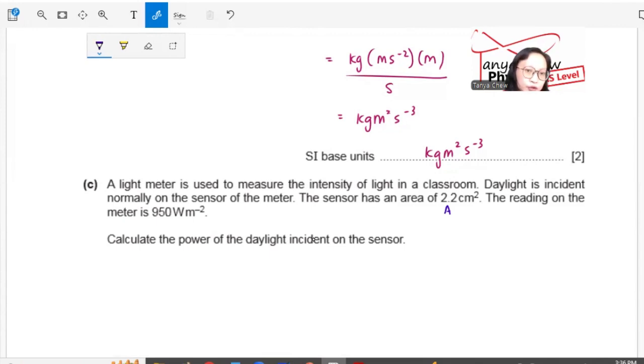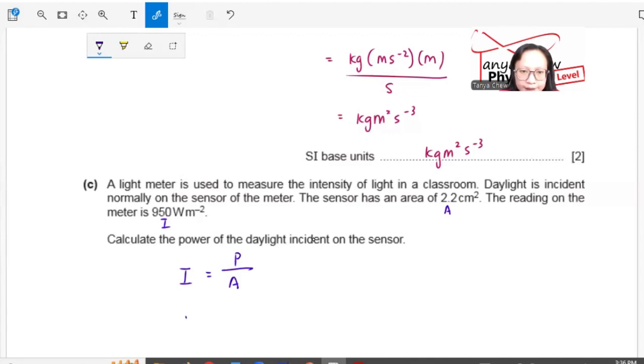Meter square is the unit of area. They have already told you this is intensity. Sometimes you do not have to remember the equation, you just look at the unit. Intensity must be power per area, because watt is the unit of power and meter square is the unit of area. So intensity is defined as power per area. I just sub in, but look at the unit of intensity. It is in meter square, so you have to change your area, cm square, to meter square.